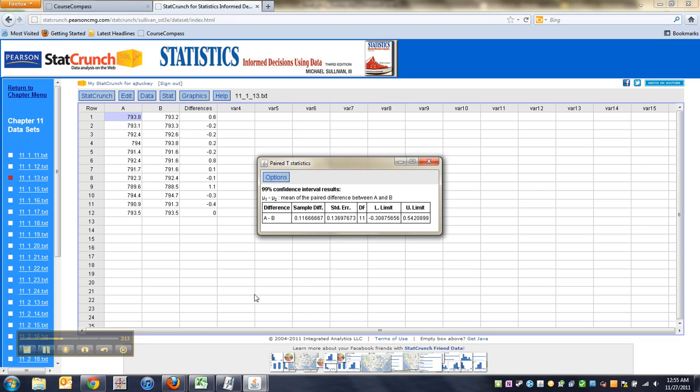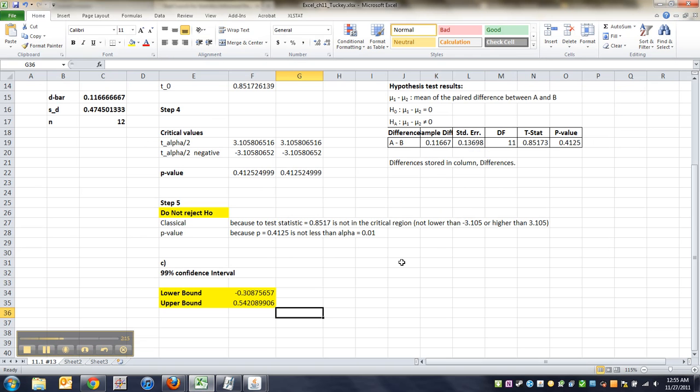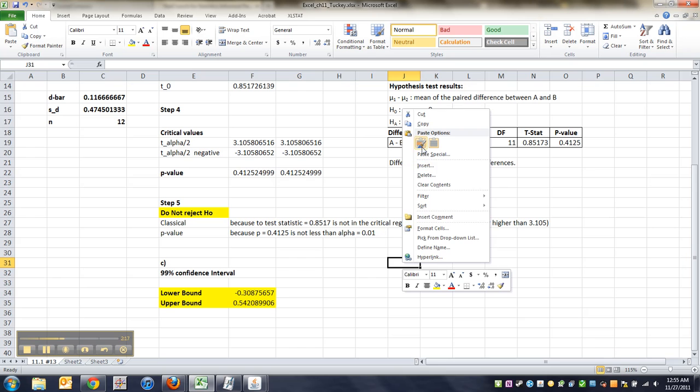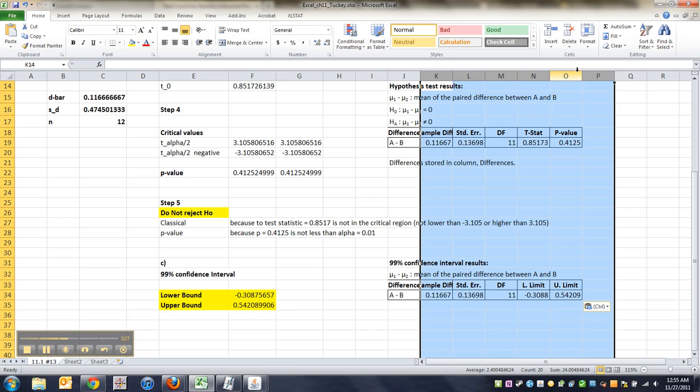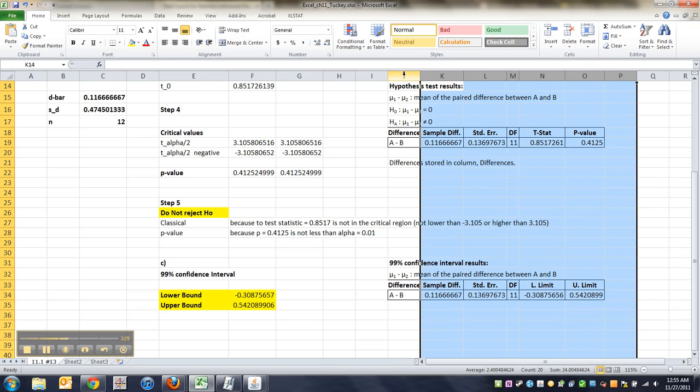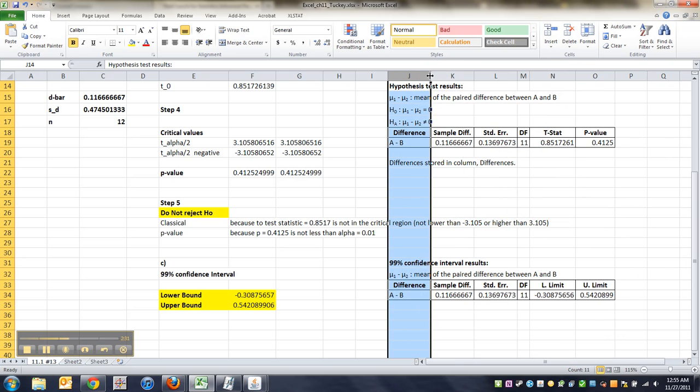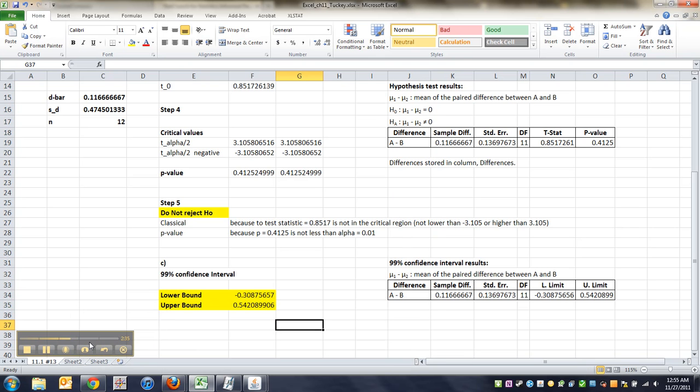Let me copy and go back in here and paste. And there it is. You can see the same numbers we came up with in Excel. I just like StatCrunch. I think it's really simple to use. So don't be afraid to use it and double check yourself. I mean, why not? It's right there, right? And it's free. All right, so we are done with that confidence interval.